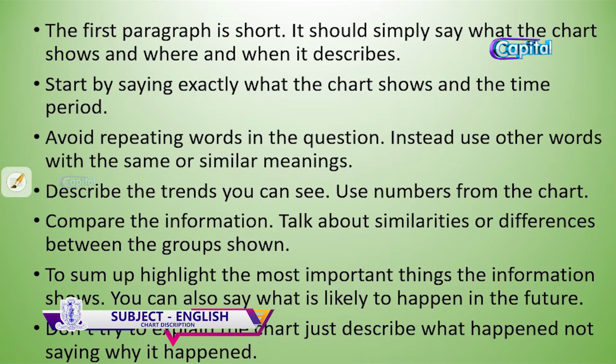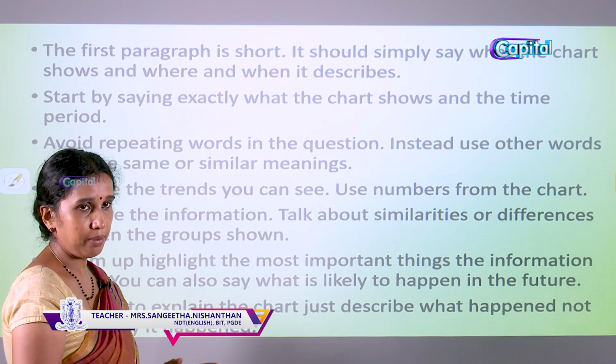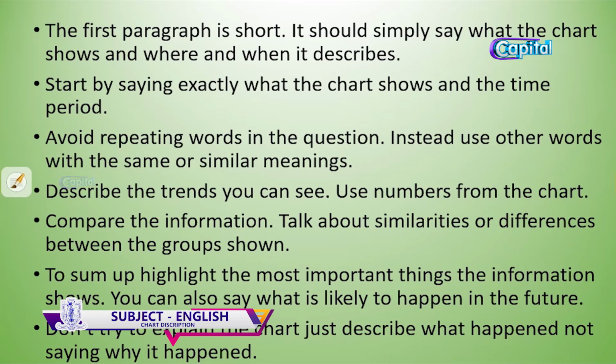The first paragraph is short. Write it short. It should simply say what the chart shows and where and when it describes. What it shows, where and when it describes is enough for the first paragraph. Start by saying exactly what the chart shows and the time period. The exact amount that the chart shows and the time period it denotes.